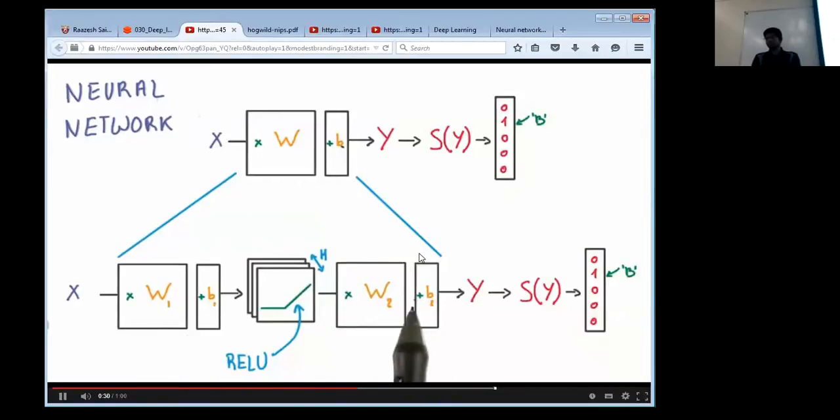Our function is now nonlinear, thanks to the ReLU in the middle, and we now have a new knob that we can tune, this number h, which corresponds to the number of ReLU units that we have in the classifier. We can make it as big as we want. Congratulations, you built your first neural network.